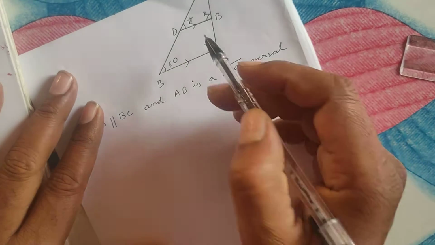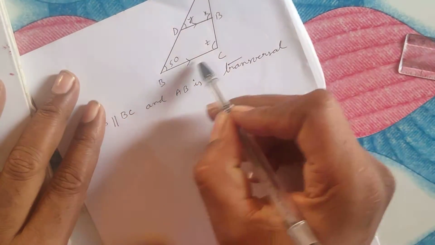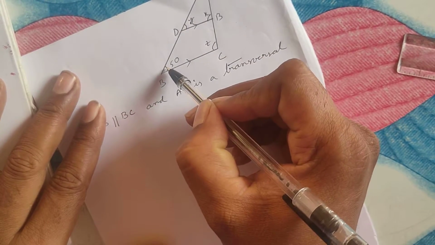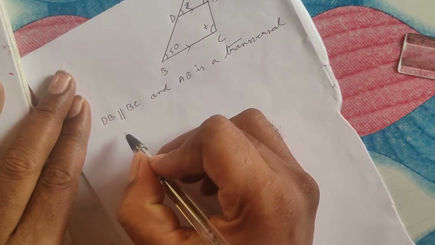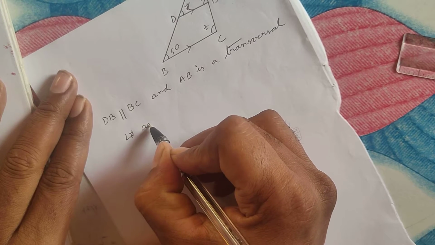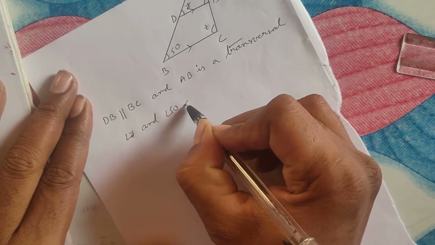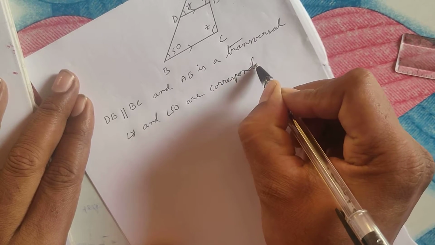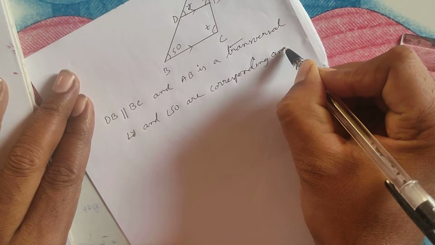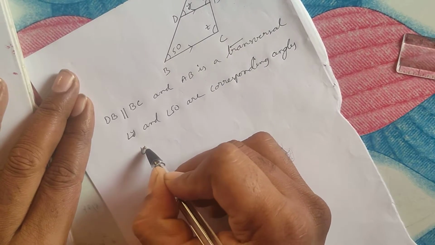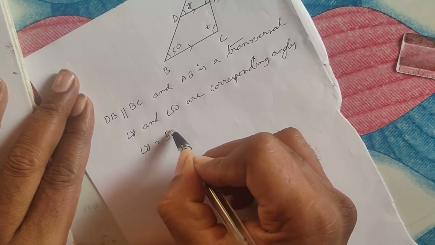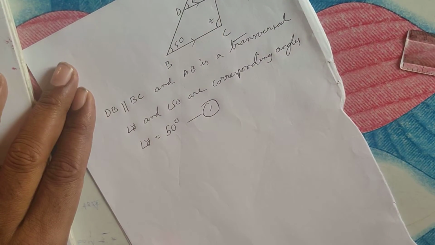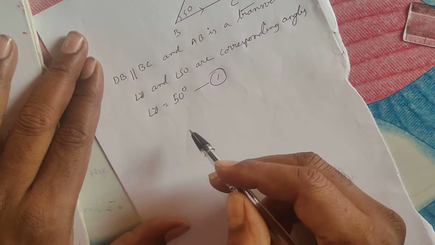Now come to the point. Here DB is parallel to BC and AB is a transversal. Then one is outside, one is inside. So Y and 50, angle Y and angle 50 are corresponding angles. If they are corresponding angles, angle Y is equal to 50 degrees. Equation number 1. So angle Y you got as 50. Okay. Now next, what do you have to do?